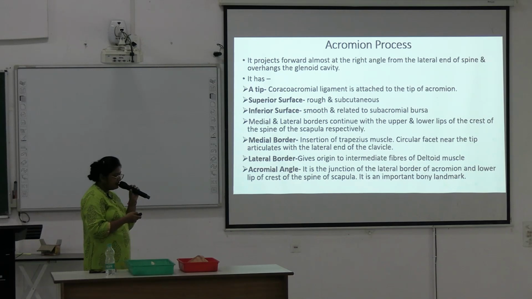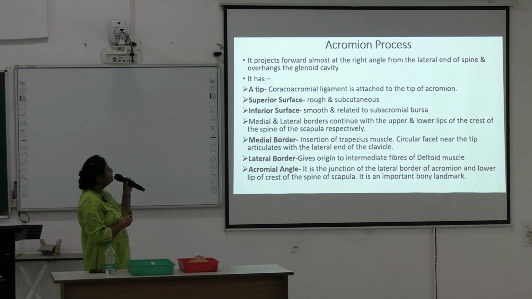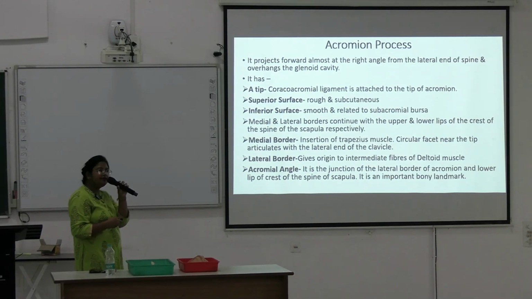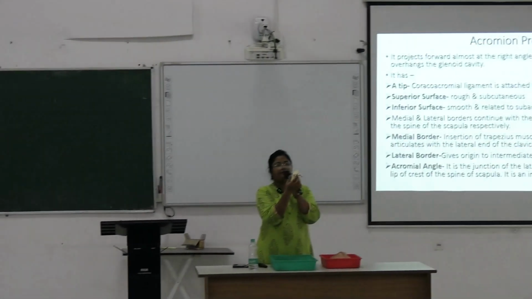Next we go to the acromion process. The acromion process projects forward almost at a right angle from the lateral end of the spine and overhangs the glenoid cavity. See here, this is the spine. From the lateral end of the spine, this process is the acromion process. It has a medial border and one lateral border.